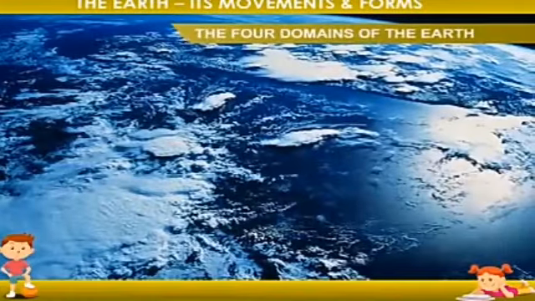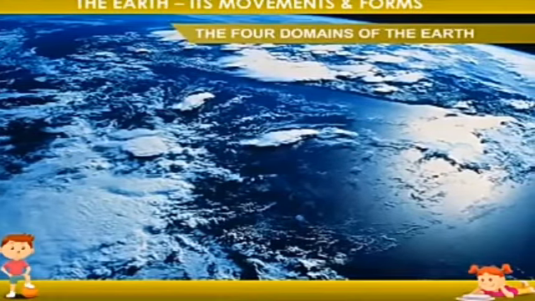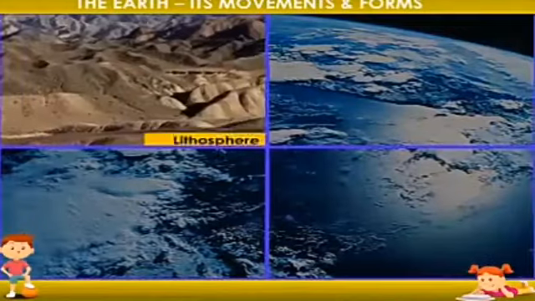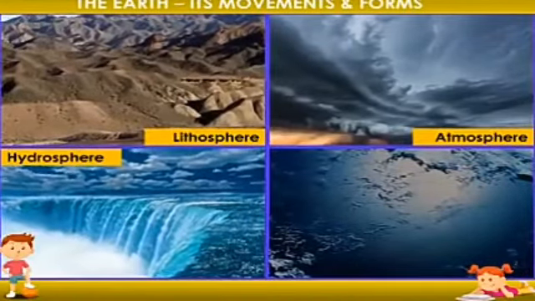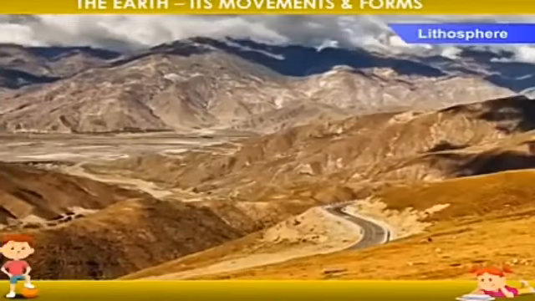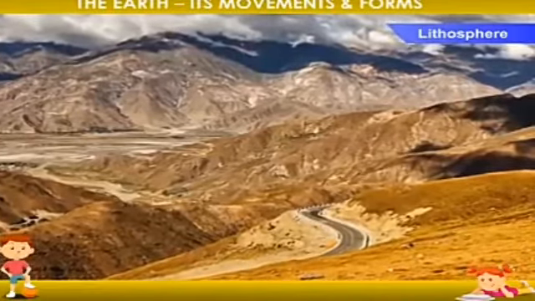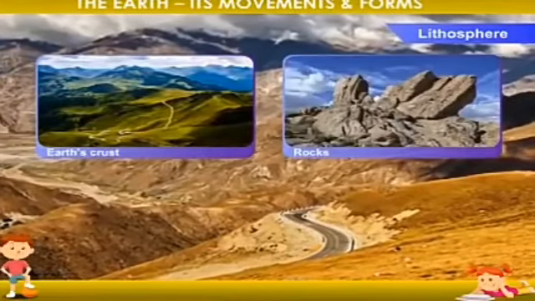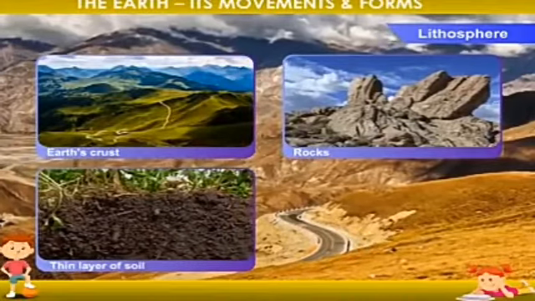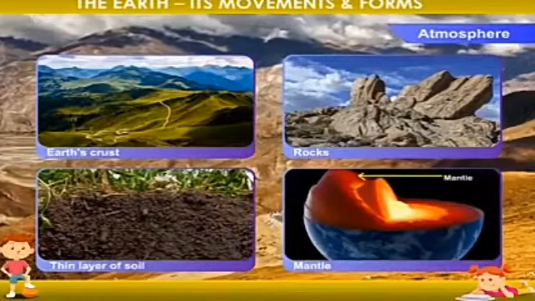The four domains of the Earth. Earth is divided into four main domains: lithosphere, atmosphere, hydrosphere, and biosphere. Lithosphere. The lithosphere is the hardest portion of the Earth. It consists of Earth's crust, rocks, a thin layer of soil, and the topmost layer of the mantle.